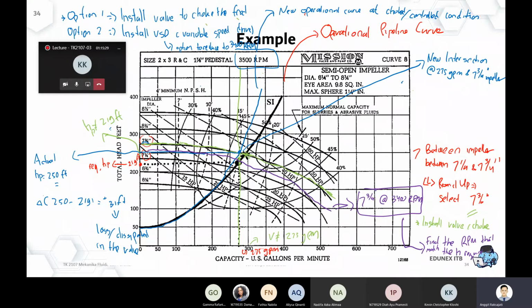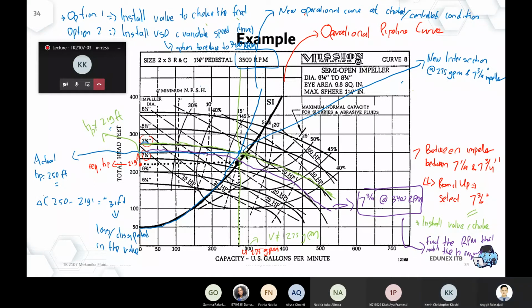Okay, is that clear? Any question? Sir, I have a question, sir. Yep. Why is it that the loss or dissipated pressure is bad for the pump, sir? So, what do you mean? The 31 feet, sir. Why is it bad? Why do we have to adjust it so that it's exactly at the point?